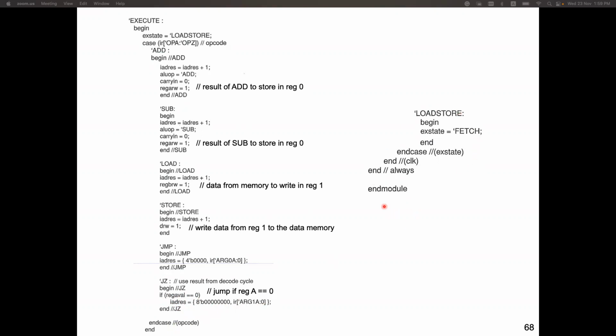Okay, so last execution, execute the instruction. Last one is the load store. If the instruction is a load or a store function, we need a clock cycle to complete this access to the data memory. I'm going to set the next state to fetch. This state is not necessary if the instruction is add, subtraction, or jump, but for simplicity, we always go through this last execution state. Then this completes the execution module.